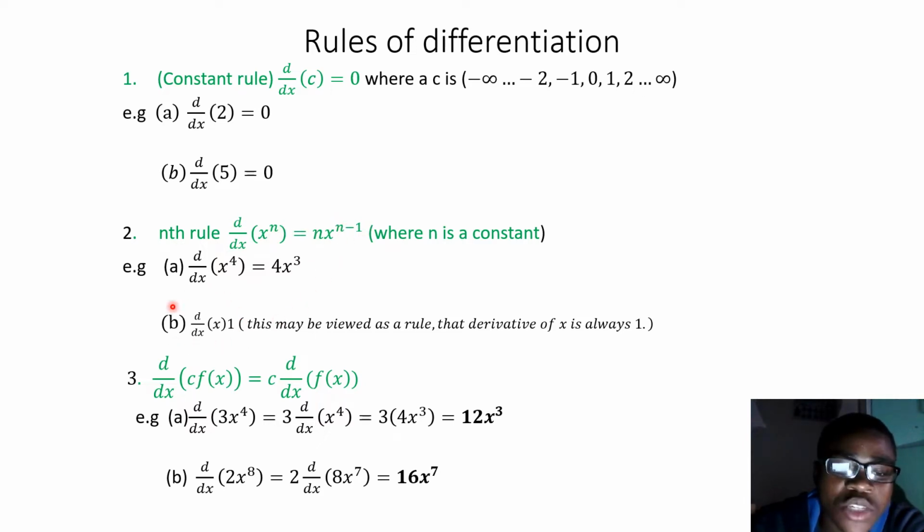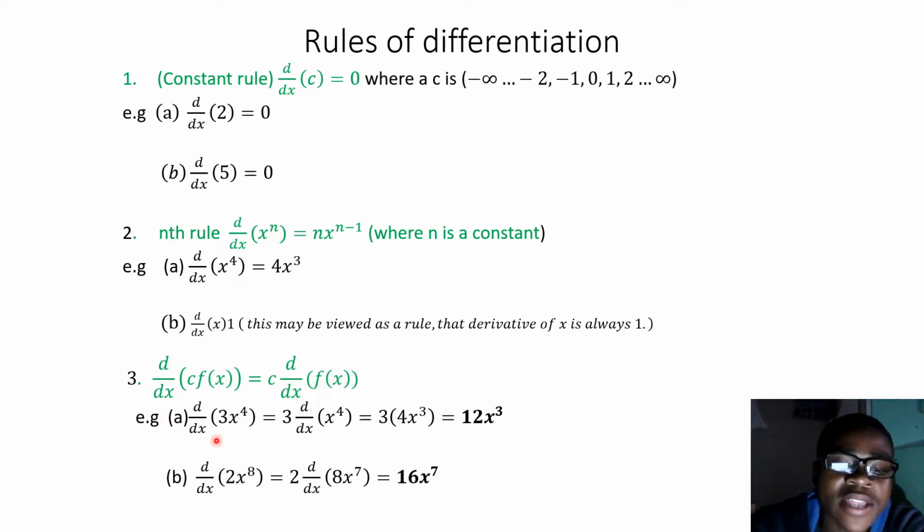Number B, this one you may view it as a rule where the derivative of x with respect to x is just 1, which is the same as dx over dx. That's just 1. I'm sorry, here it's supposed to be equal to, not multiplied by, it's supposed to be equal to 1. The third rule I can talk about now is when you have a function multiplied by a constant.